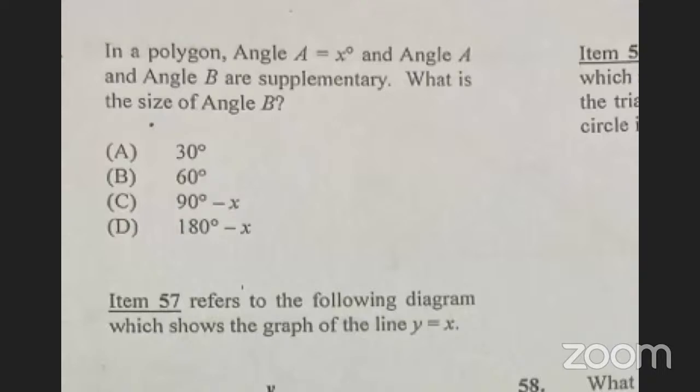This one, a polygon, angle A is X and angle A and B are supplementary. What's the size of B? Supplementary means they sum to 180, right? So that's 180 minus X.